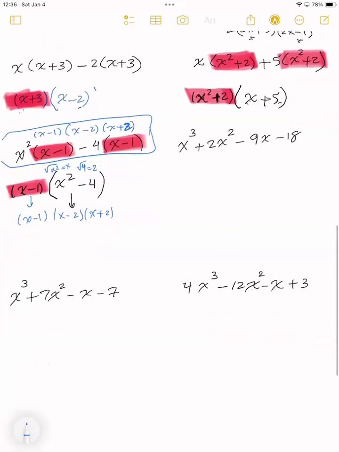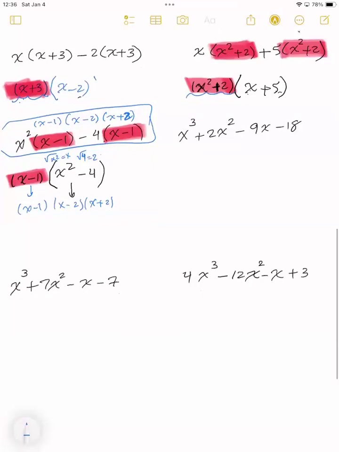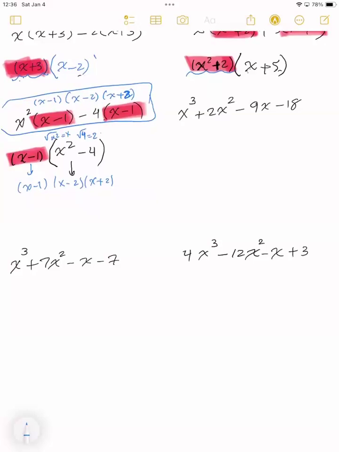Now that you have become familiar that sometimes your greatest common factor is a parentheses, I want to go over group factoring with you. So how does group factoring work? I have x cubed plus 2x to the power 2 minus 9x minus 18. I have four terms. So when you have four terms, you should think of group factoring.